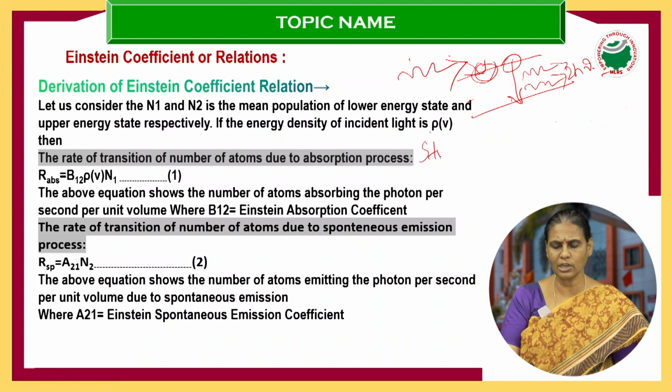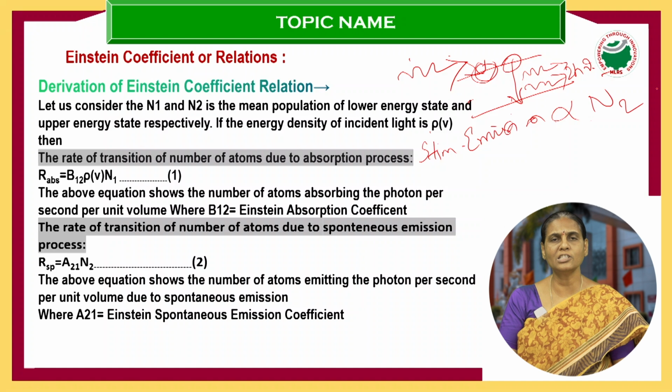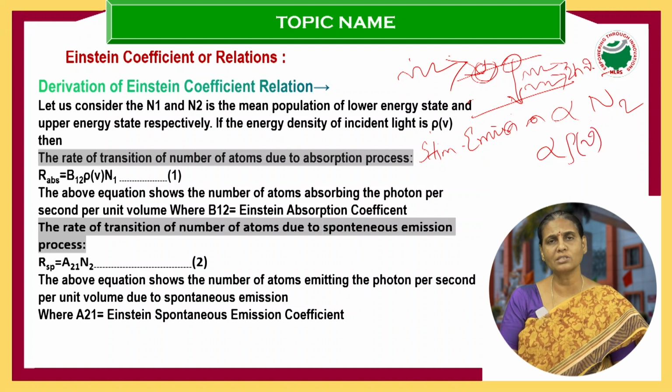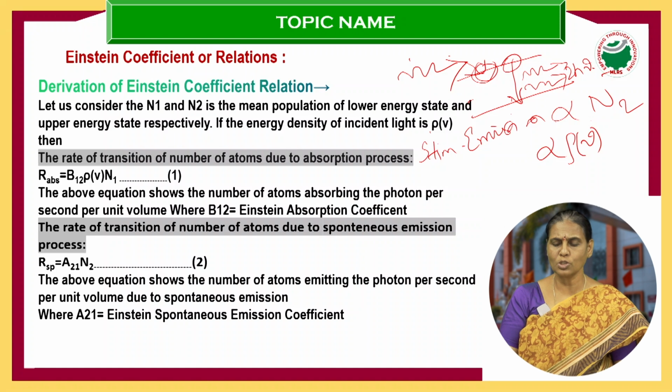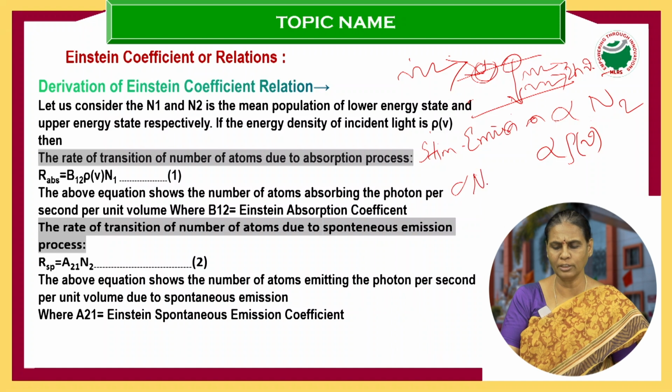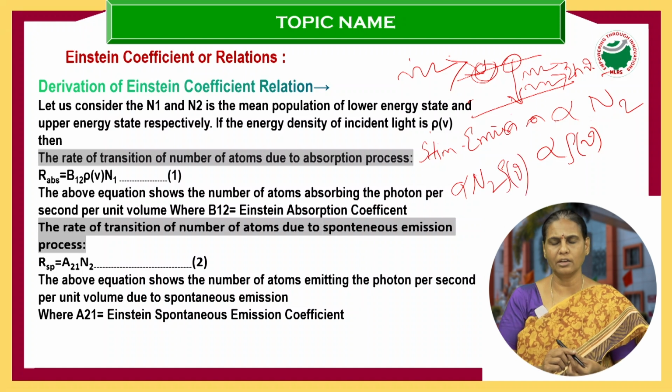So, in order to derive the relation, what does the emission depend on? Firstly, we can say emission depends upon the number of atoms in the higher energy state, with number of atoms as N2. Secondly, it also depends upon the energy density, because in order to undergo the de-excitation process, we are giving some energy. So it also depends upon the energy density rho of nu. So we can write that this process finally depends on two factors. One factor is N2, that is the number of atoms. The second factor is the energy density rho of nu.